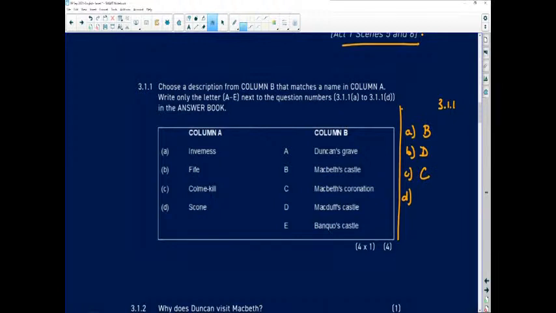Oh no, hang on. That doesn't make any sense. Colmkill is Duncan's grave. That's better. And Scone is Macbeth's coronation. Right, that's all you do. Please, you do not write any of these words. You do not write any of these phrases. You just write A, B, C, D, and the answer. 1 mark each, 4 marks.